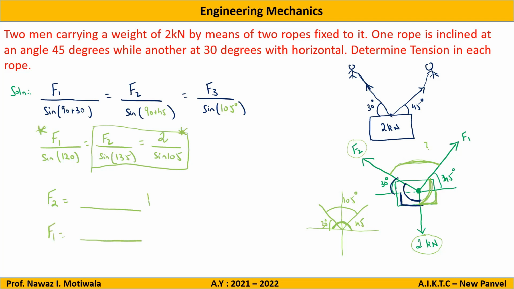See how simple it is. Only a one-line problem for 5 marks. You just have to apply Lami's theorem and calculate the angles properly. That's it. Can you give me the answers for F2 and F1? Sir, F2 is equal to 1.4. Okay, 1.4. So 1.46 kilonewton. Okay, 1.46. And what about F1?